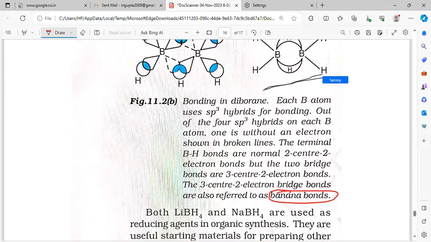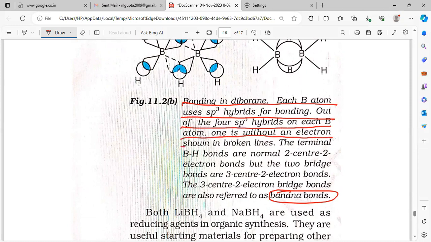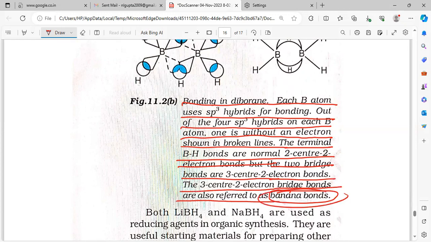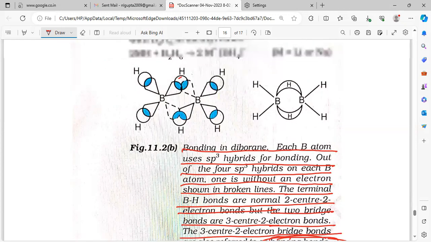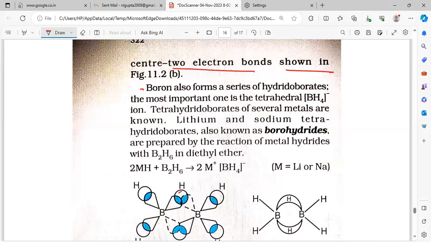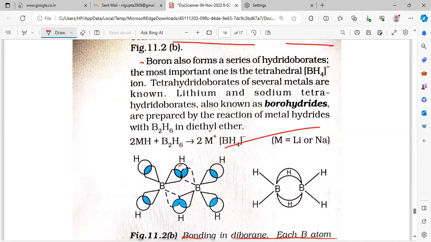Bonding in diborane: each boron atom uses sp3 hybrid orbitals. Out of the 4 sp3 hybrid orbitals on each boron atom, one is without an electron, shown in broken line. The terminal B-H bonds are normal 2 center 2 electron bonds, but the two bridge bonds are 3 center 2 electron bonds. The 3 center 2 electron bridge bonds are referred to as banana bonds. Okay, these points you study by yourself a little bit if you have time.